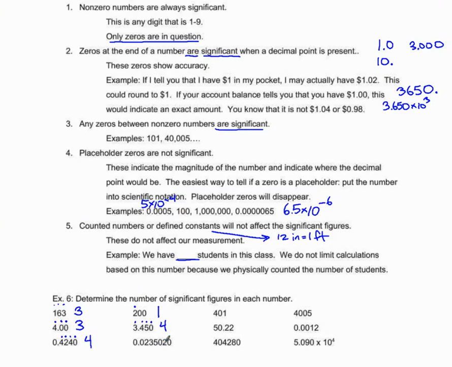We'll come back to this one. 401. We have 2 non-zeros. That's rule number 1. And we have a 0 in the middle. That's rule number 3. It is significant. 3 significant figures. 50.22, non-zero, non-zero, non-zero, 0 in the middle. This one has 4.